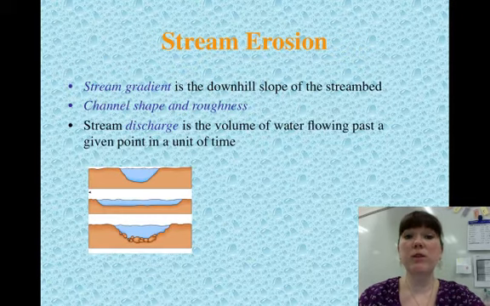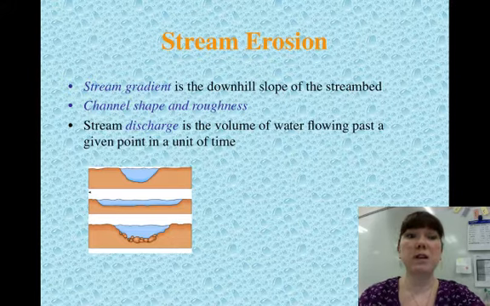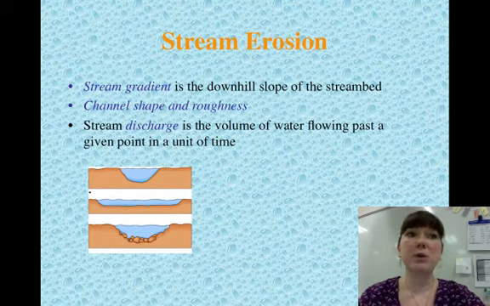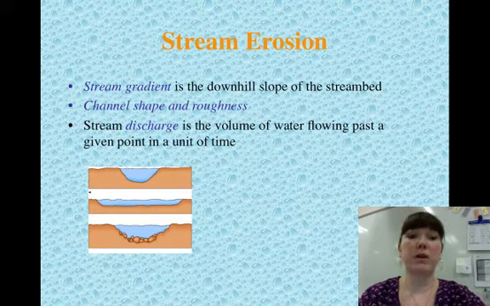The stream gradient is the downhill slope of the stream bed, and this is typically measured in feet per mile, and it usually decreases the further downstream that you are. Channel shape and roughness both affect stream velocity due to drag, and narrower, deeper channels allow for faster flow. Smoother channels allow for faster flow, and wider, shallower channels decrease the speed of the flow. Stream discharge is how much water is flowing past a given point in a certain unit of time.